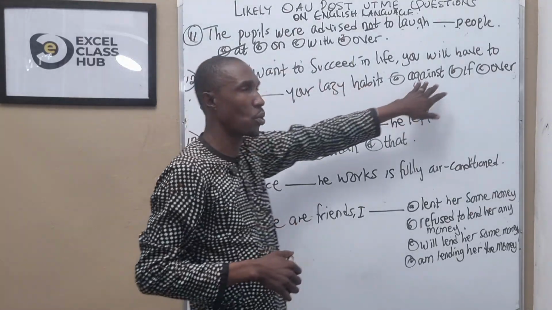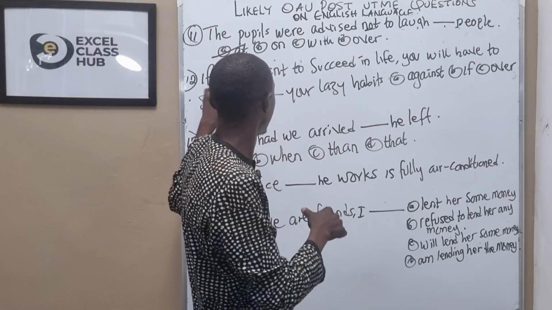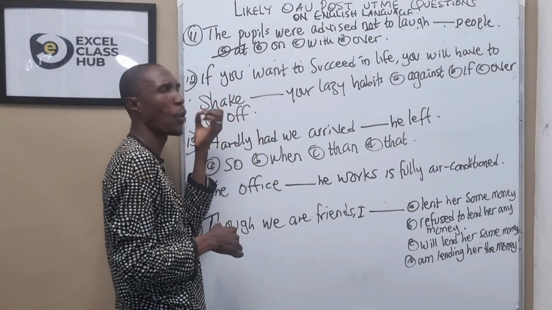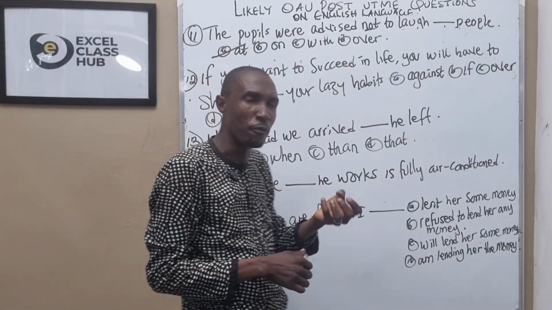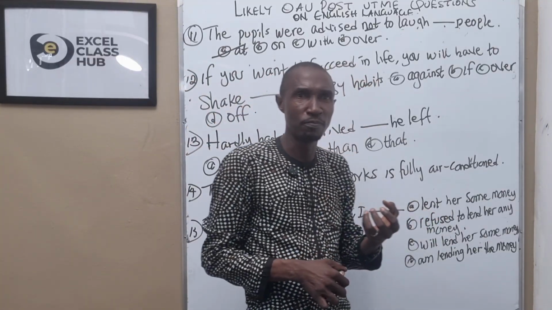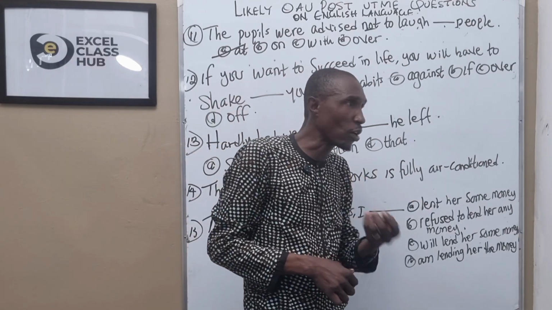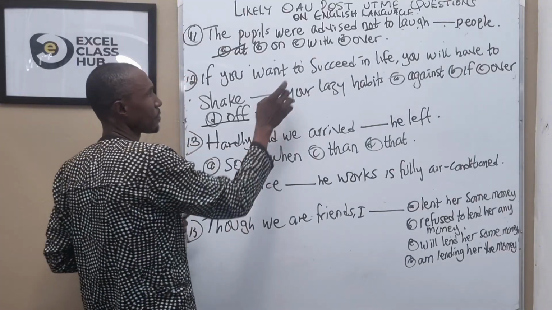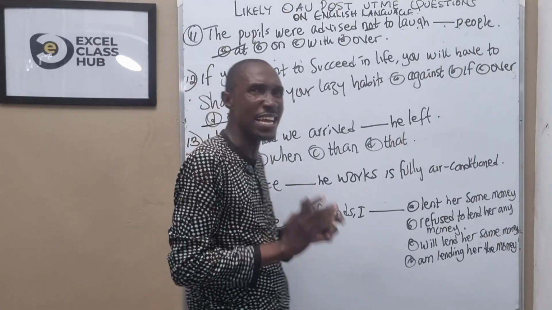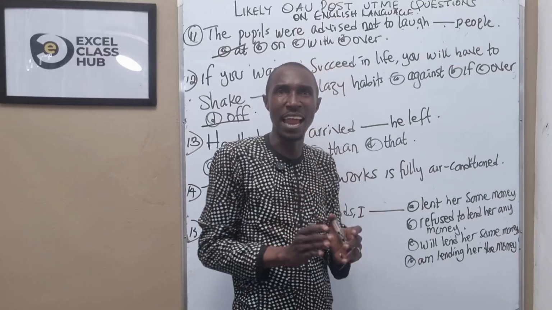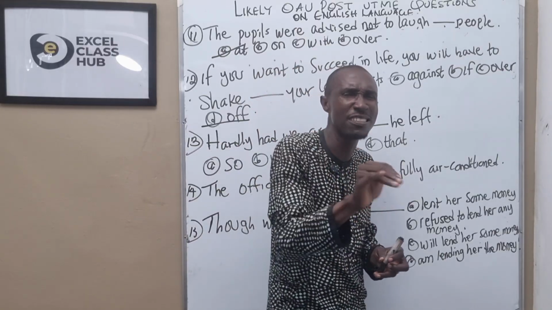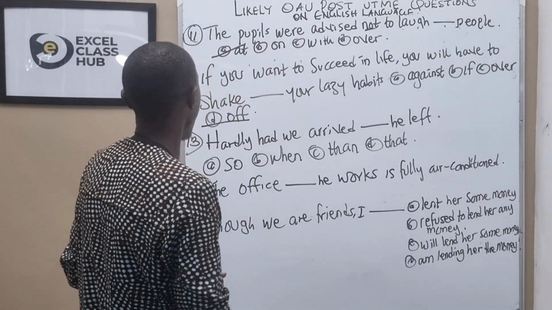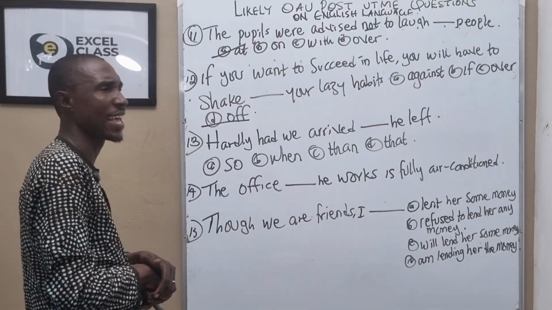So to shake against, wrong. Shake if, wrong. Shake over, wrong. But the correct preposition here is to shake off. To neglect. Shake off. To abandon. Shake off. To reject. Shake off. To dislike. So that word shake off means you are not permitted to be lazy if you want to succeed in life. It is a conditional statement. Please take note of that. So if you want to succeed in life, you will have to shake off your lazy habit.